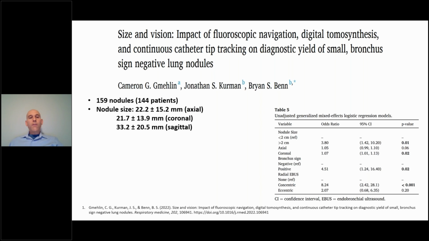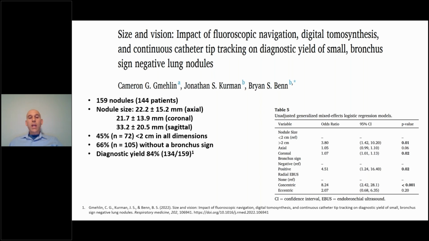And you can see that our average nodule size was a little bit over 2 in 2 dimensions and over 3 in the sagittal. And then we were trying to focus more on these 72, or 45%, that were less than 2 centimeters in all dimensions, and then the 66% that were bronchus sign negative. So our overall diagnostic yield was 84% for all comers, all nodules, kind of similar to the 2 prior publications.